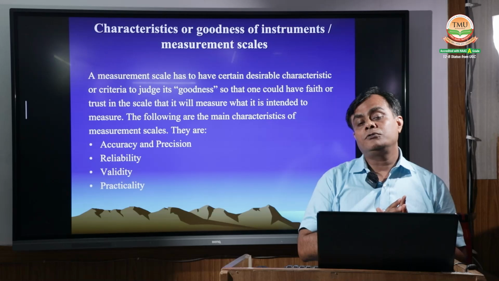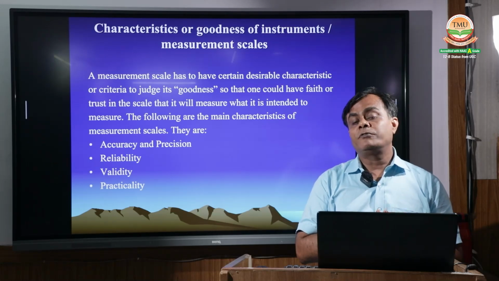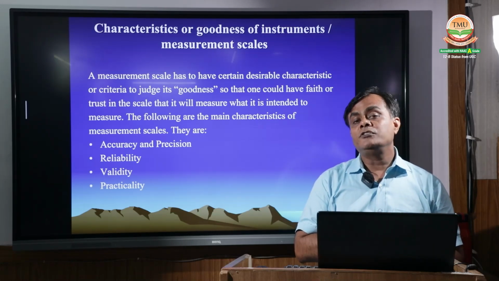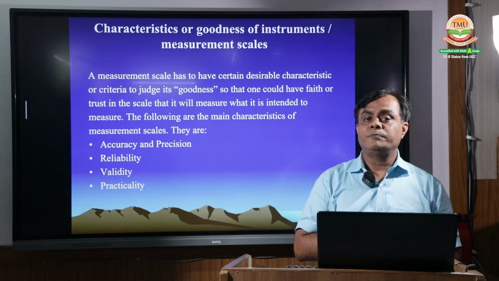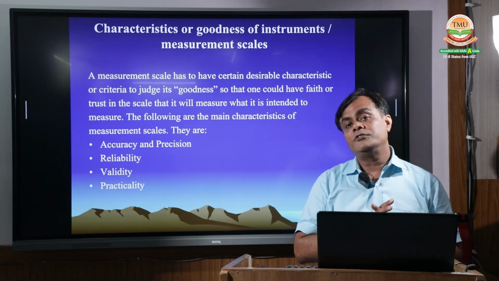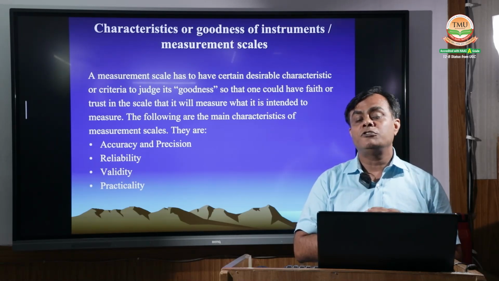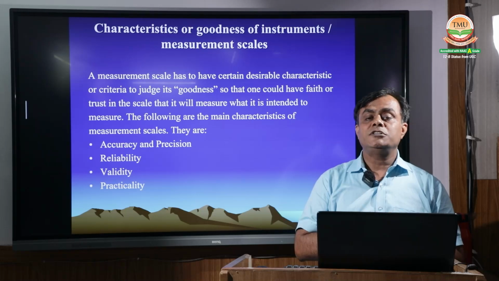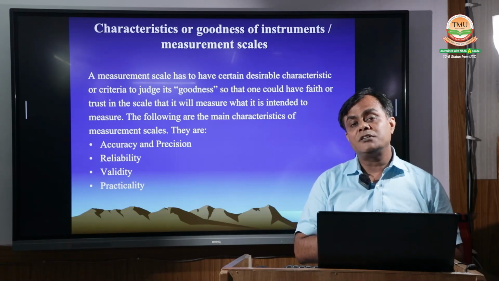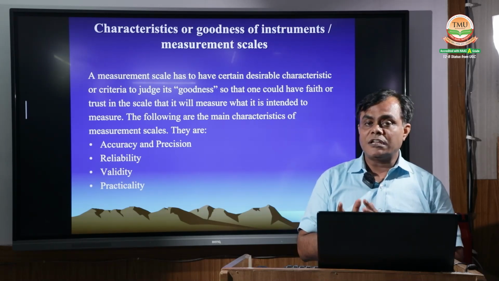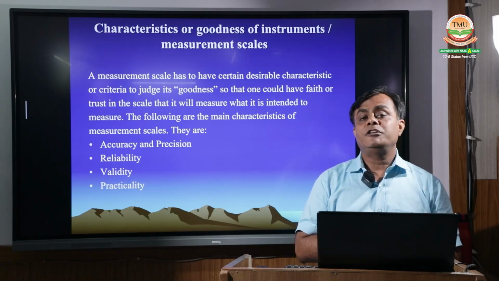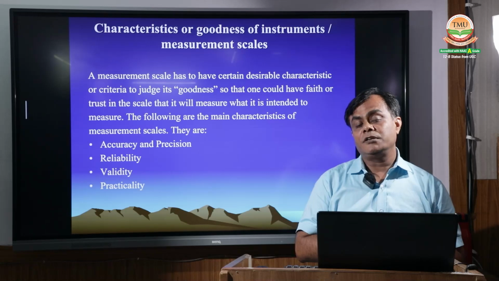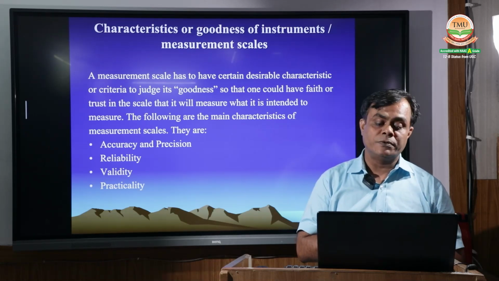Suppose you are going to select a thermometer for measuring weight. That is a bad idea, because a thermometer only measures temperature; it doesn't have the capacity to measure weight. Likewise, it is a bad idea to use a weighing machine for measuring temperature, because a weighing machine is designed to measure weight, not temperature. So there are certain drawbacks when you are not selecting the accurate measuring scales or measuring instruments.